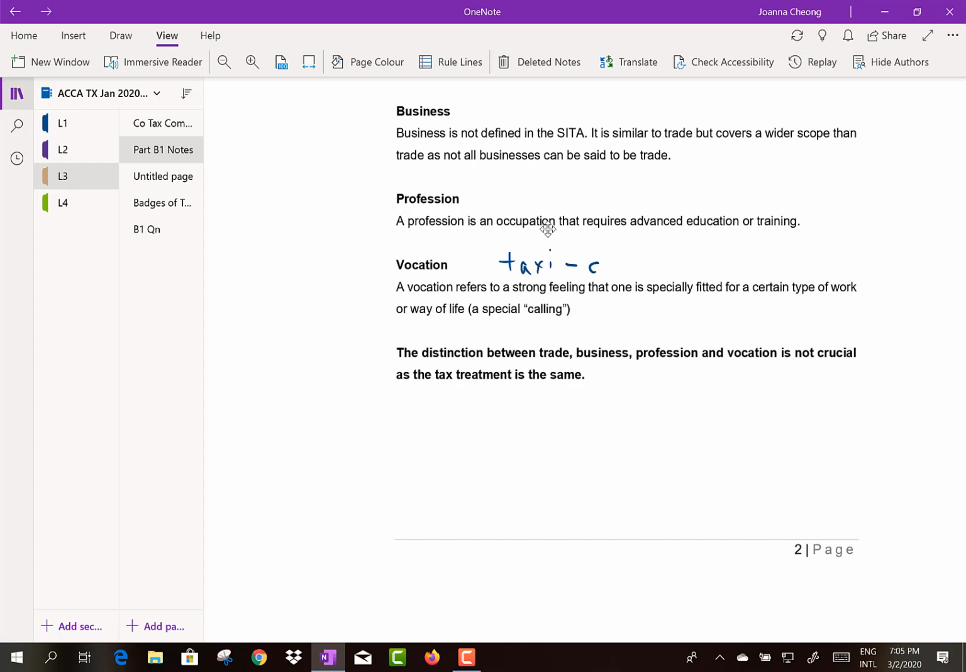Please bear in mind, in Singapore, I'm not sure how other countries work. In Singapore, the taxi drivers are self-employed, right? They are not employees of the taxi company. You heard of companies like Comfort, right? Other than ComfortDelGro taxi, nowadays we have Grab. The Comfort taxi drivers are self-employed, not employees of the Comfort company. So taxi driver will be under the category of vocation.